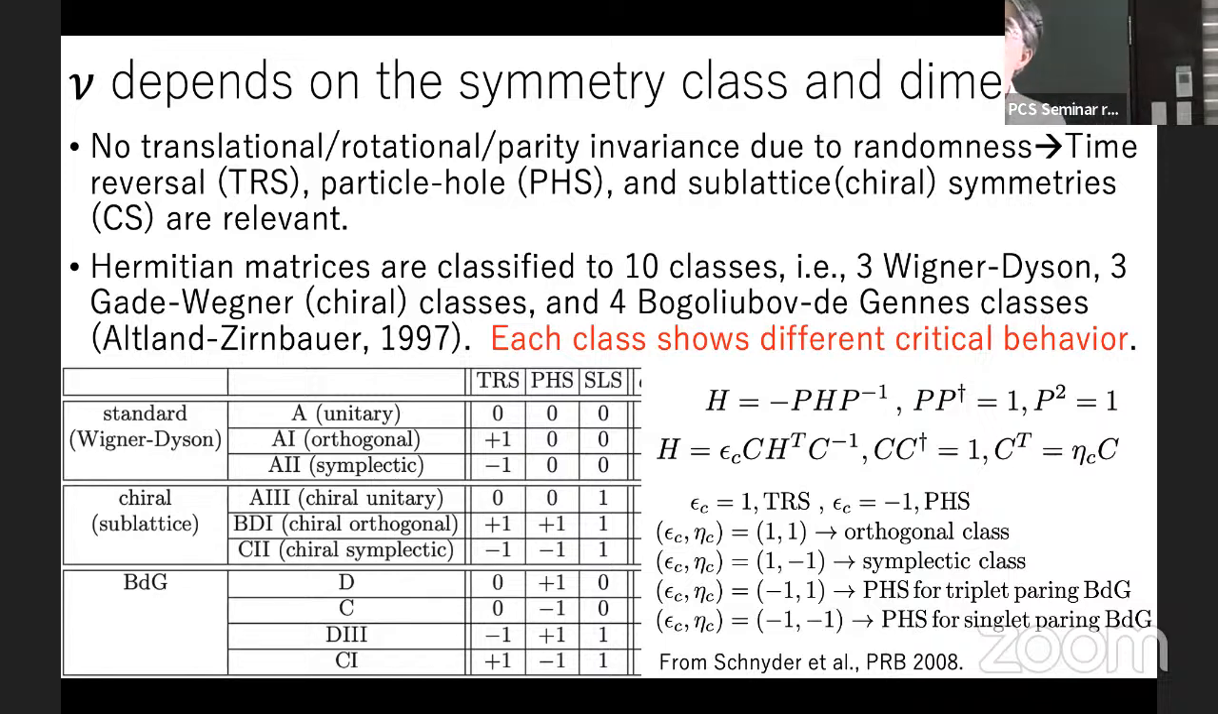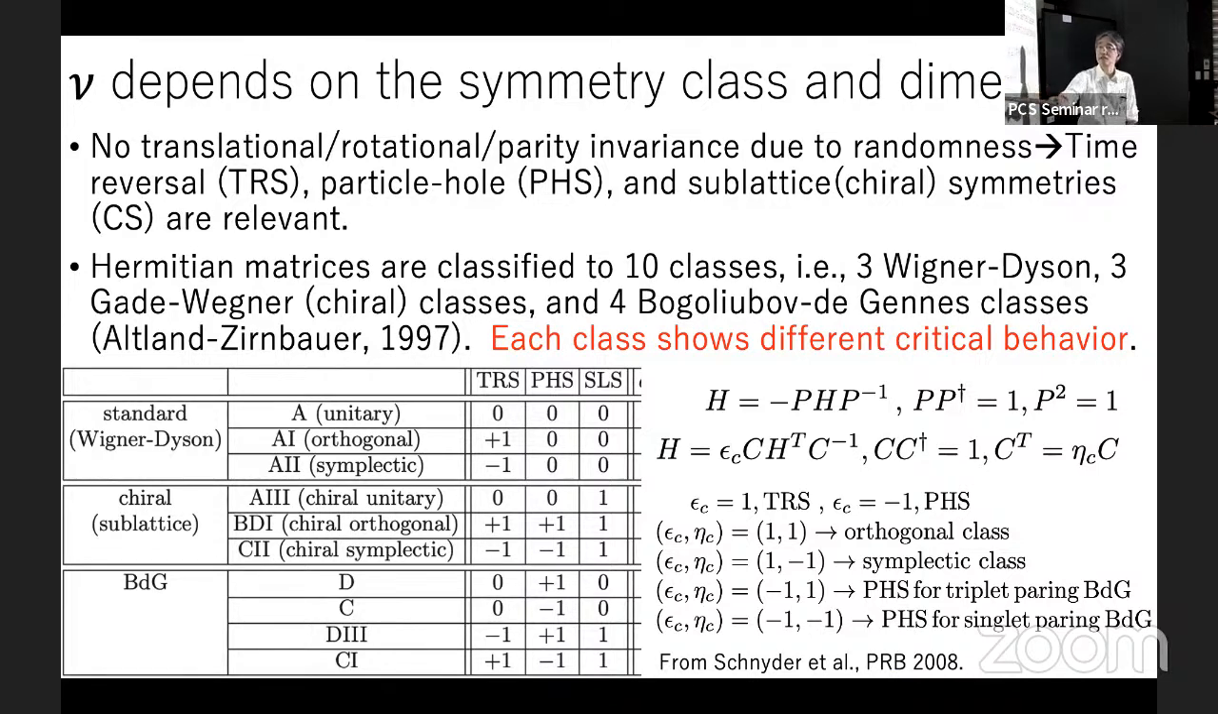And these random Hermitian matrices are classified into 10 classes. 3 of them are Wigner-Dyson. 3 of them are Gade-Wegner. And the other 4 are Bogoliubov-de Gennes classes. And we can summarize the 10 classes as follows. Class A, the most general one: no time reversal symmetry, no particle-hole symmetry, no sublattice symmetry.